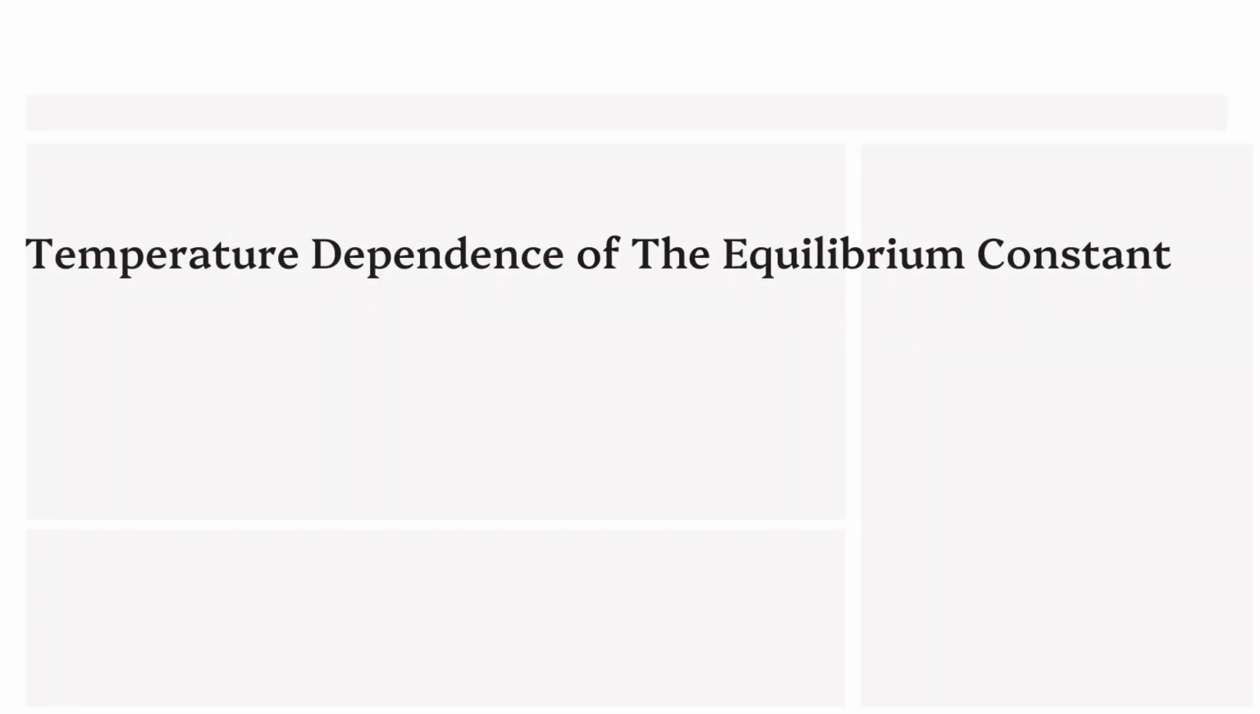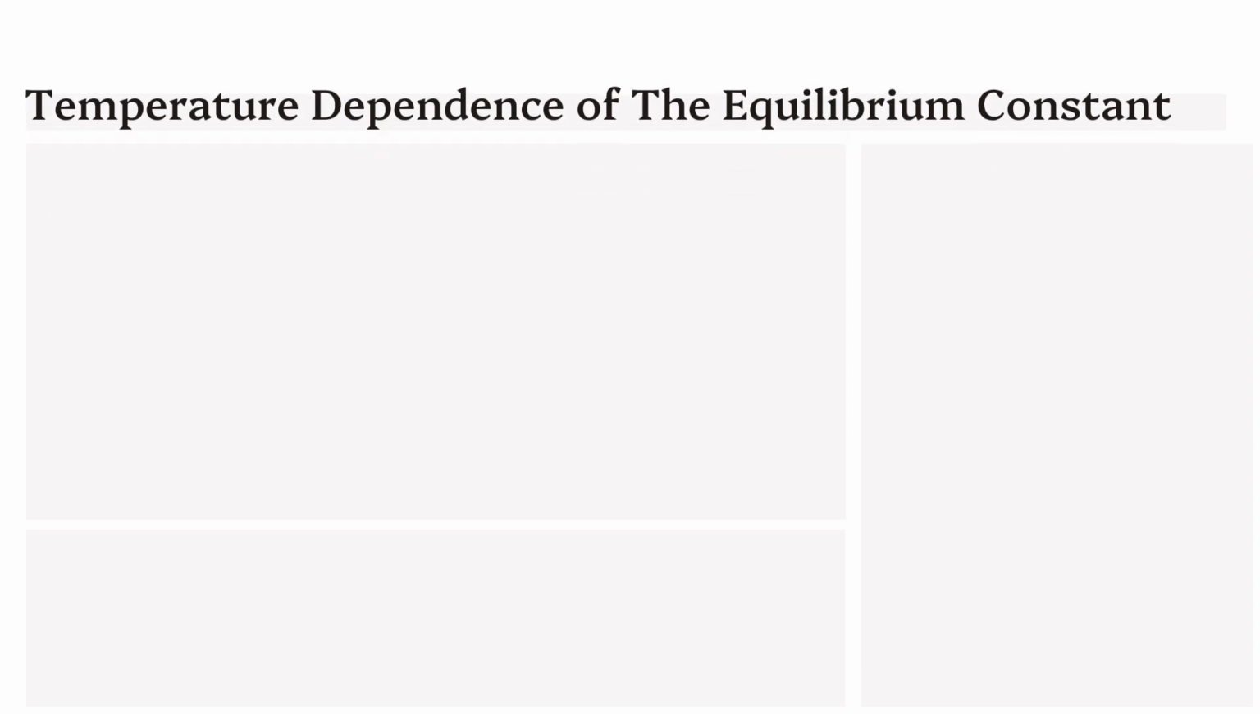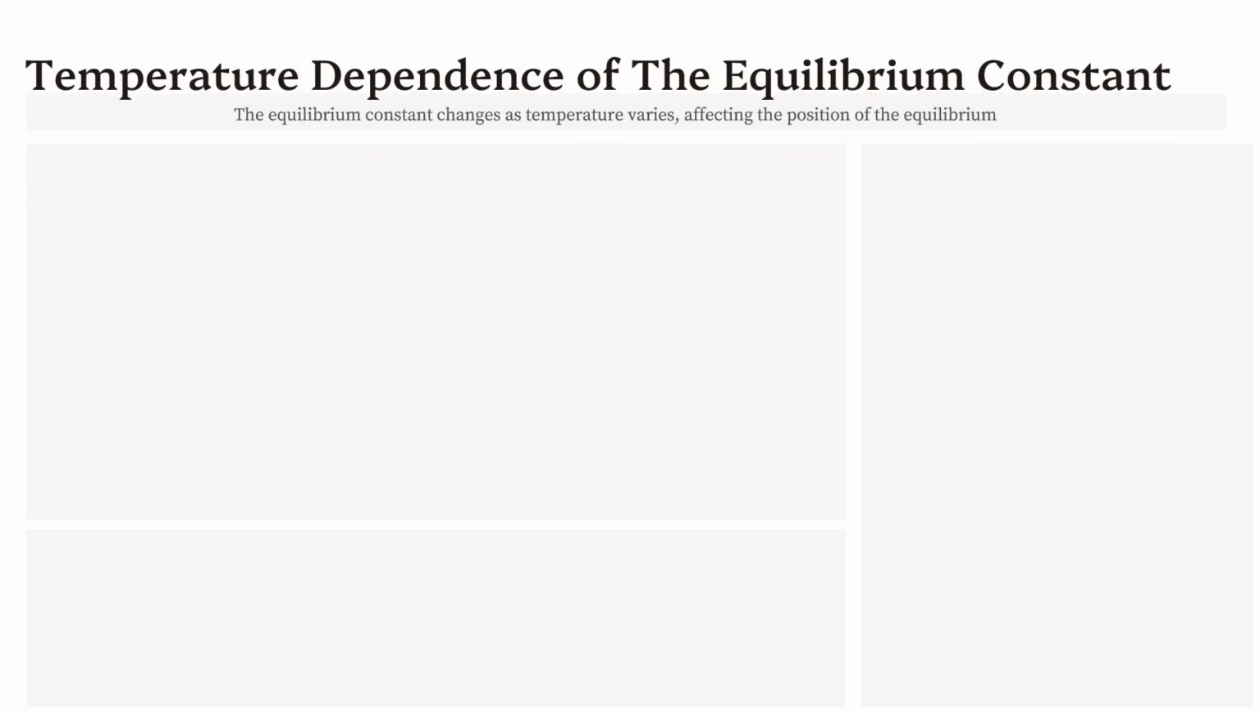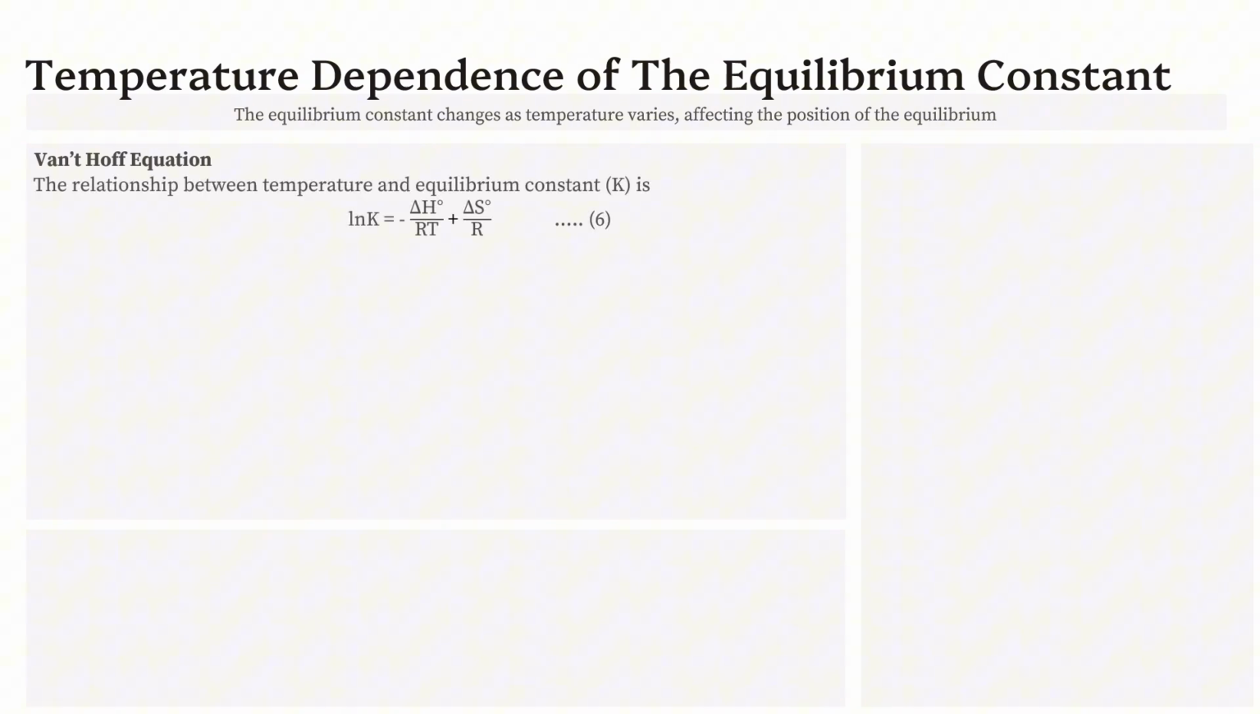Now, let's see what the temperature dependence of the equilibrium constant is. The equilibrium constant changes as temperature varies, affecting the position of the equilibrium. We can learn about this relation using Van 't Hoff's equation. The equation suggests that ln K equals minus del H naught by RT plus del S naught by R, where del S is the entropy, del H is the enthalpy, and R is the molar gas constant.